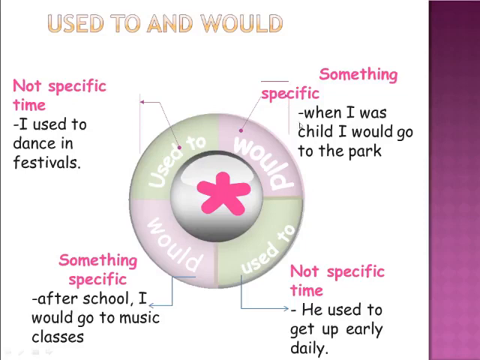Specific. Would is showing something specific. When I was a child, I would go to the park. Something specific. Would also here: After school, I would go to music classes. It was also a habitual action. As something specific, after school, I would go to music classes. Used to, not a specific time. He used to get up early, daily. That time he did so, but not now. Okay, he used to get up early, daily.